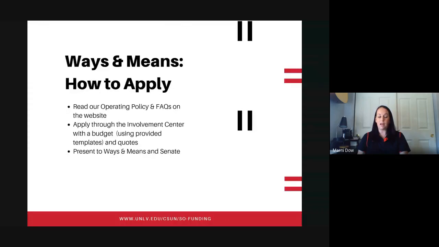This year, this summer, the start of FY21, we're going to change the application process. It used to be through a Google form, but now they're going to submit their application directly through the Involvement Center. They'll attach a budget, and on the CSUN website is a template that they need to follow. And in addition to a budget, they need to attach any quotes for things that they're going to be purchasing in that budget. And then once that's received and reviewed by the Ways and Means Committee, they'll put them on an agenda to present at a Ways and Means Committee meeting, and then again at a full Senate meeting before that funding can be approved.